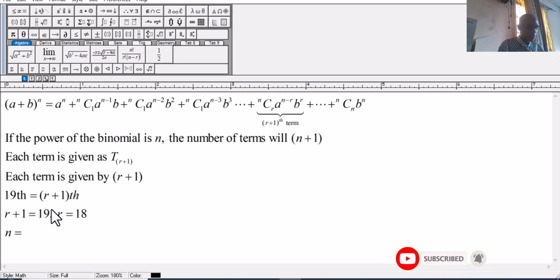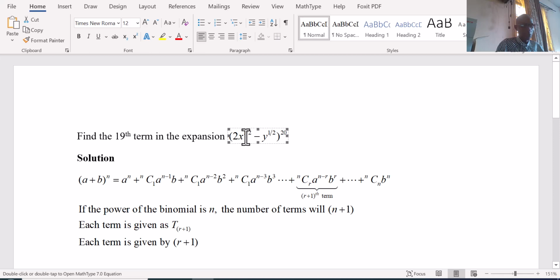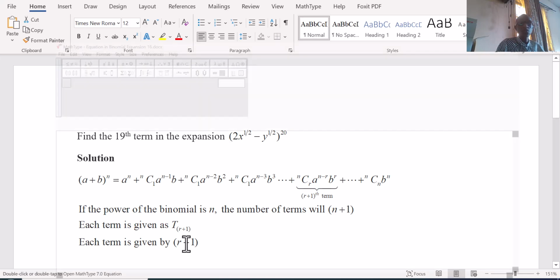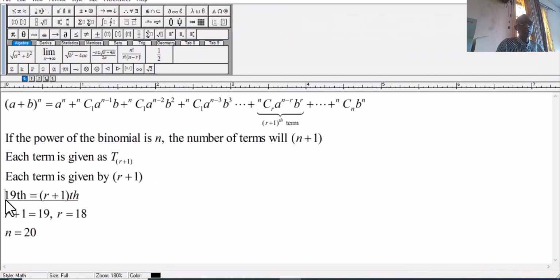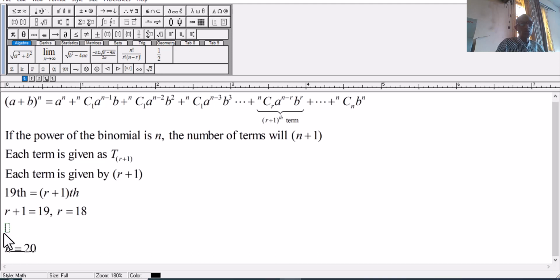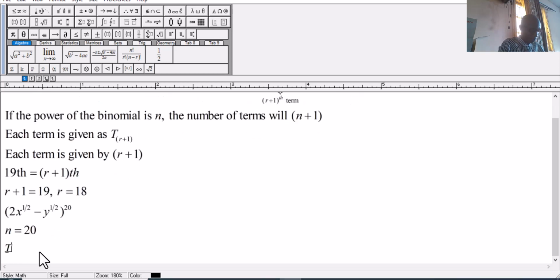Our n is the power to which the binomial we are given is raised, and that is 20. So let me copy this so you have a good view of what we are saying. Our n in this case is 20, then our r is 18. We are getting the values that we need, so we can find the 19th term, that will be T19.